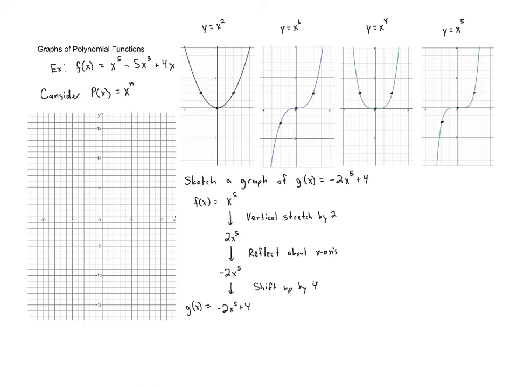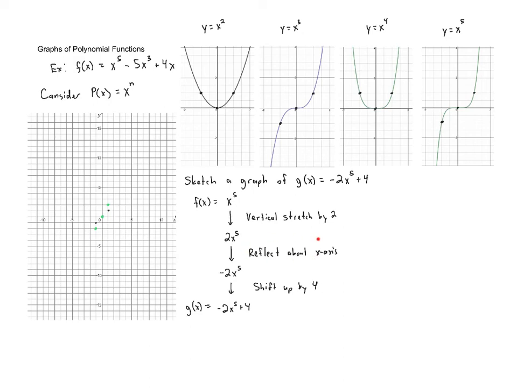So let's start by plotting the 3 points that we know are on the original graph, (0, 0), (1, 1), and (-1, -1). And let's put these points through the series of transformations we have here. First, we have a vertical stretch by 2. So these points end up being twice as far from the x-axis as they started. Of course, the origin won't move at all.